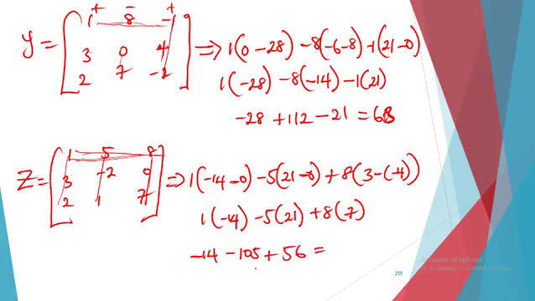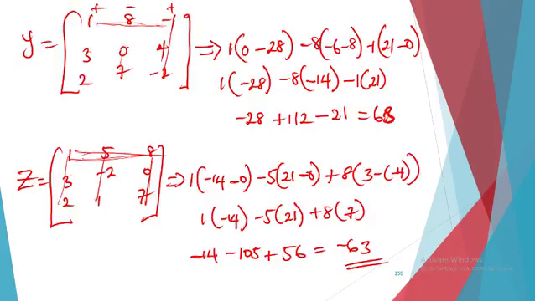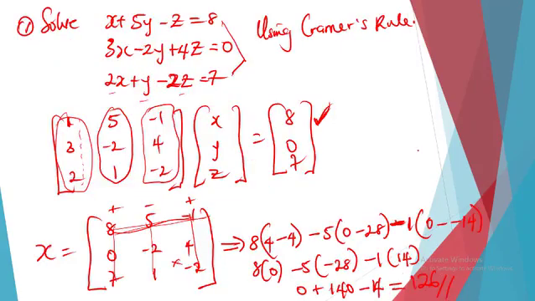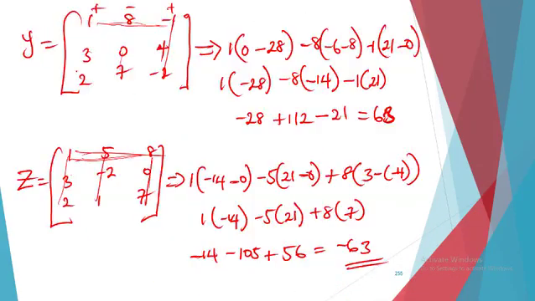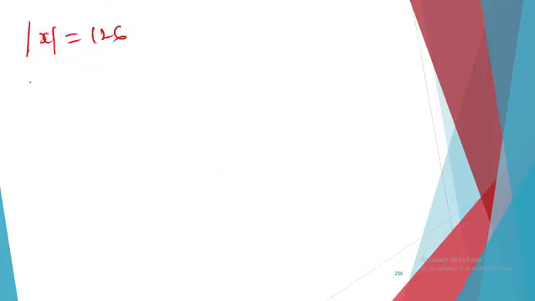Then 56 minus 105 and minus 14 will give us minus 63. So we've gotten the determinant of x to be 126. Remember, that is it here. And the determinant of y to be 63. Determinant of y is 63, and then determinant of z is equal to what? Minus 63.